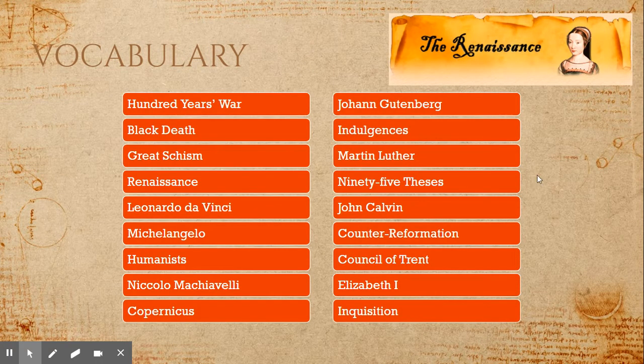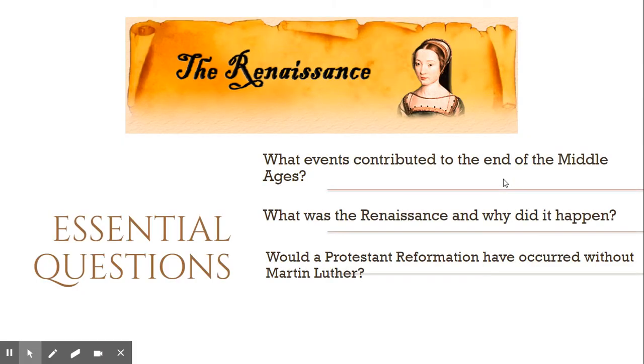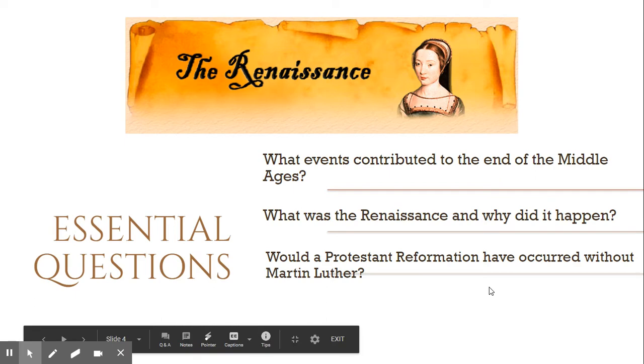Vocabulary that we will go over during the week. The essential questions that you'll have at the end of the chapter, your short answers. So what events contributed to the end of the Middle Ages, which we'll go over in part 1. What was the Renaissance and why did it happen? And then would a Protestant Reformation have occurred without Martin Luther?